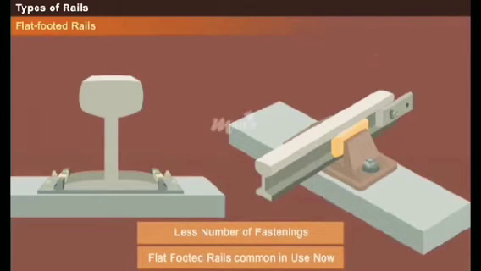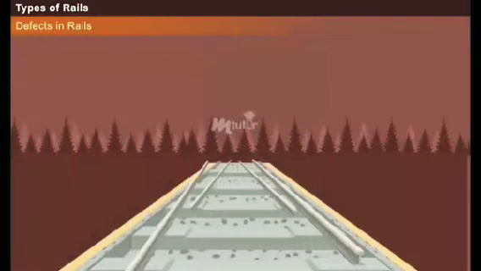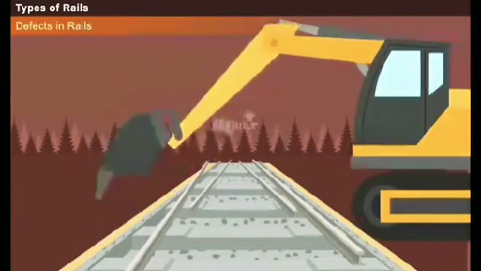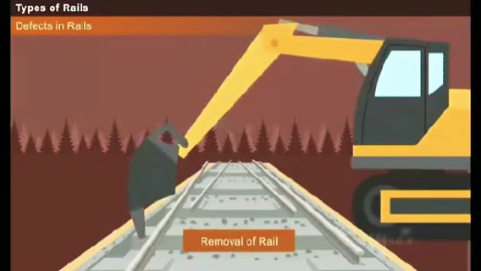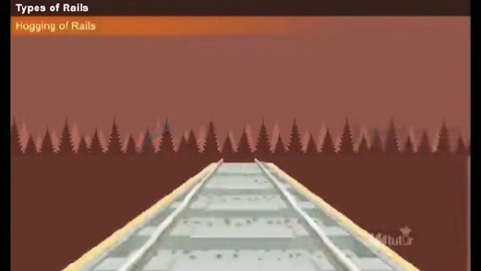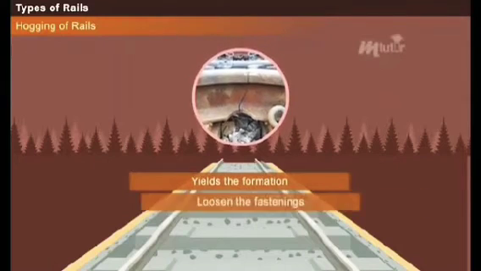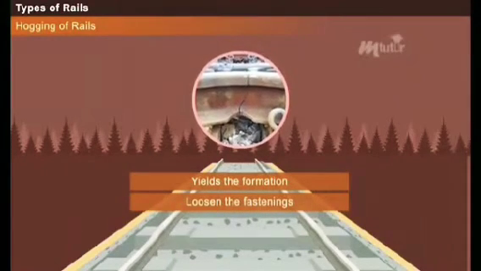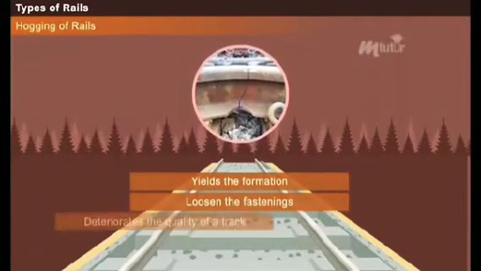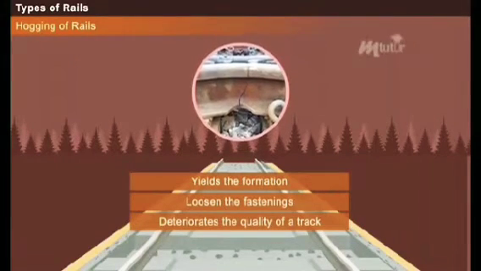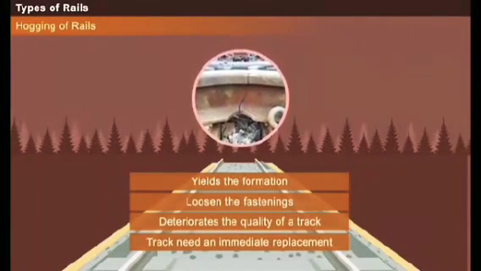Before concluding, let us discuss the defects of rails. In spite of using high-quality steel and constantly maintaining the rails, there are some extreme cases which necessitate their removal. At some sections, the rail gets hogged, which subsequently yields the formation and loosens the fastenings. This hogging greatly affects the quality of a track and demands an immediate replacement.